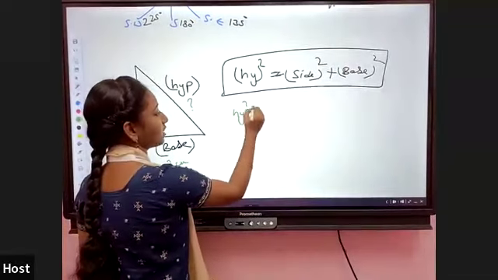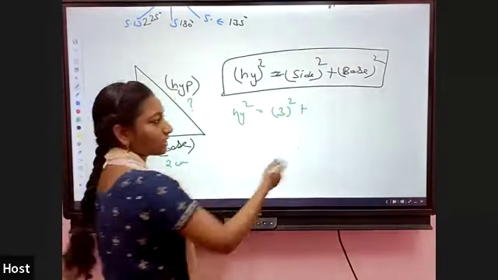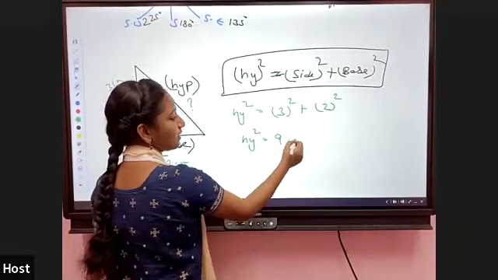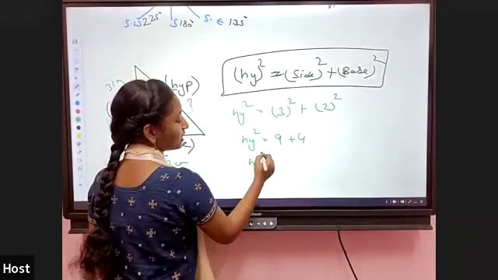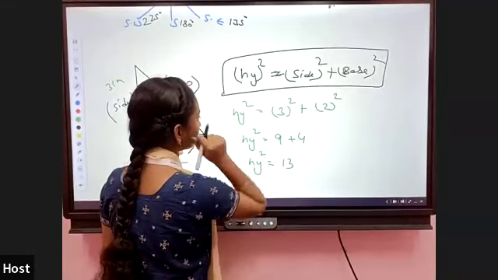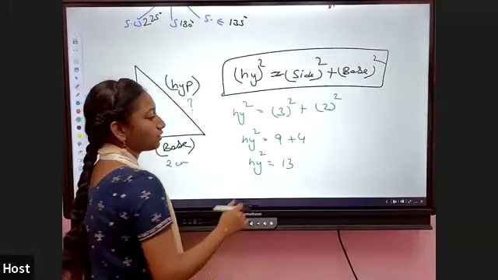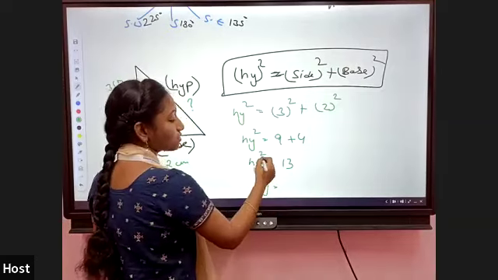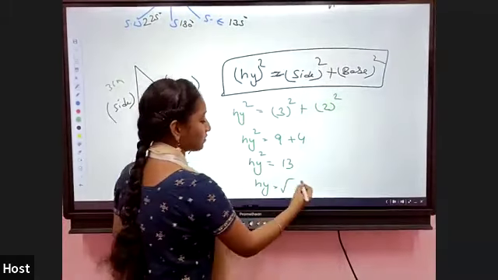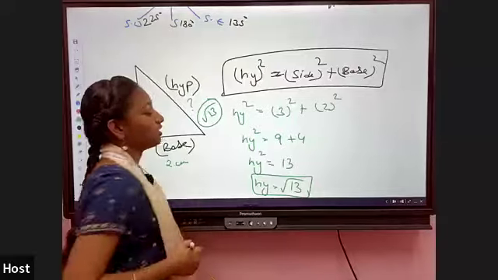So hypotenuse square equals side square, and the side is 3 centimeters, so 3 square, plus base 2 centimeters, so 2 square. Next, hypotenuse square equals 3 square, 9, plus 2 square, 4. So hypotenuse square equals 9 plus 4, which is 13. Next, the square moves to the other side after the equals and becomes a root. So hypotenuse equals root 13. This is the value.